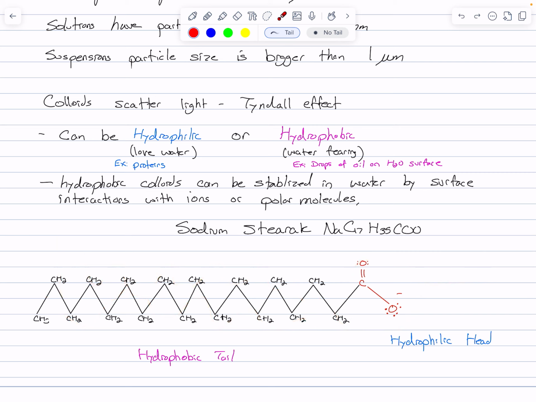So that's colloids. Just touch on it. We're not doing much with them in Chem 2, but they exist, and now you know. And if you have any questions, reach out.